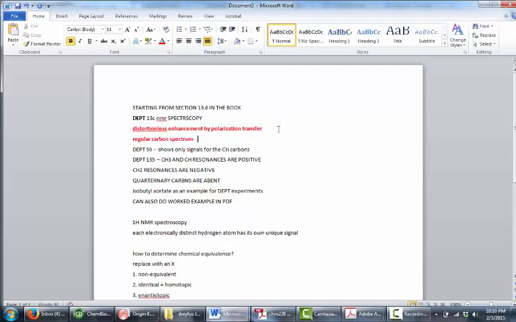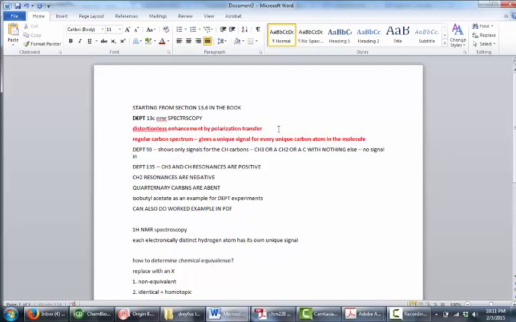That's the first one. And what that does is it gives you a unique signal for every unique carbon atom in the molecule. We've already talked about what I mean when I say unique. And then they run a series of further experiments. They do a DEPT90 that shows only signals for carbons that have one proton attached to them. So if you have a CH3 or a CH2 or a C with nothing else, a quaternary C, then you see no signal in that particular spectrum.